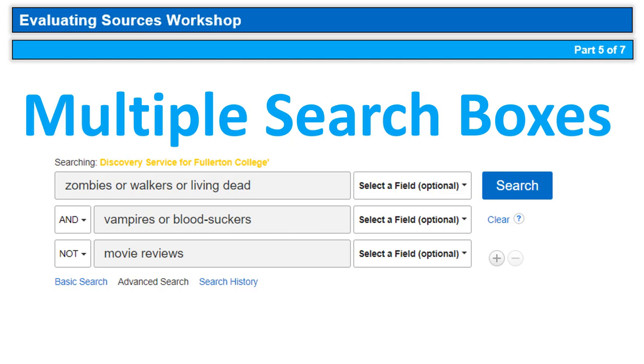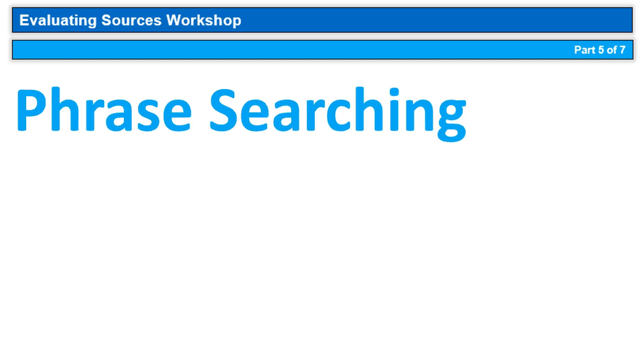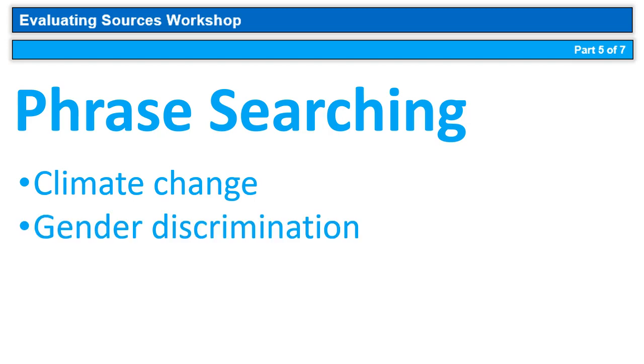Let's take a look at another great tool for your research toolbox: phrase searching. Many times the keywords you use consist of more words, such as climate change or gender discrimination. This can be problematic since databases search for individual words, not necessarily two words together. To tell a database that you want to search for these words in this order, you will use phrase searching.